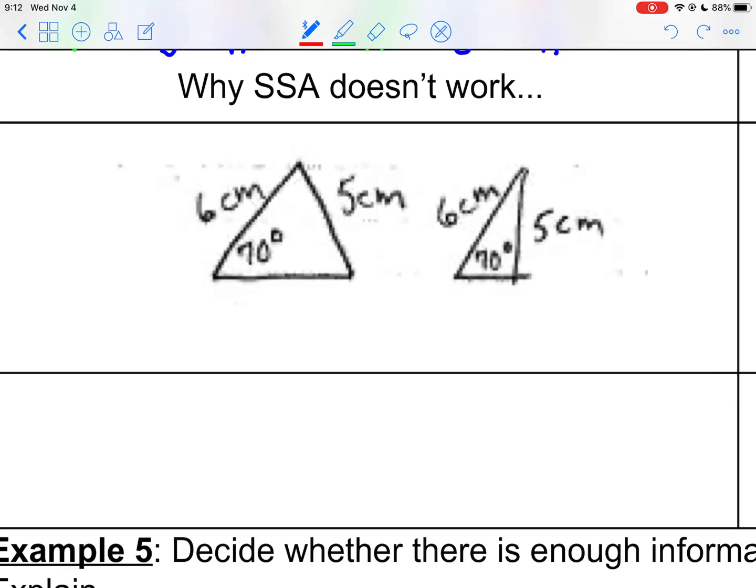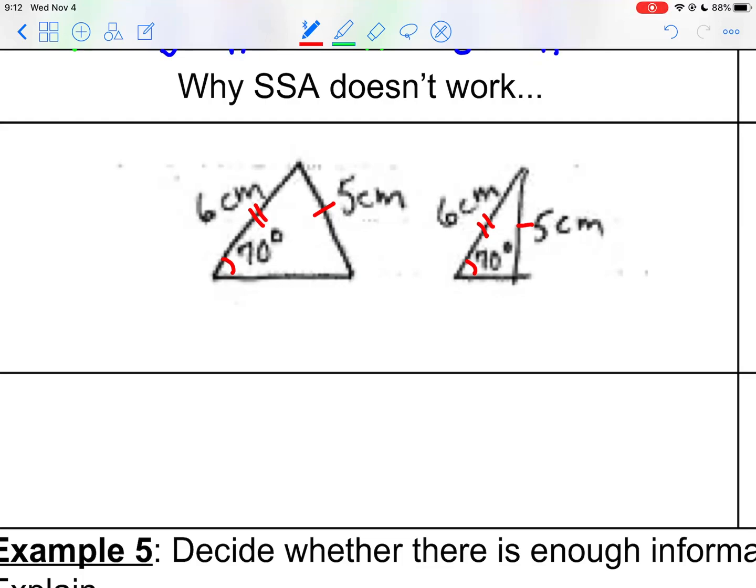Here are two triangles that follow side, side, angle. So we have congruent sides. So one side is 5 centimeters, the next side is 6 centimeters. And then we have a congruent angle. So looking at these two triangles, remember that congruent triangles, by definition, have 3 congruent sides that correspond and 3 congruent angles that correspond. So it should be the exact same size and shape of triangle.